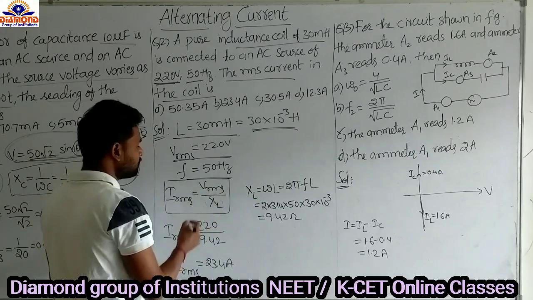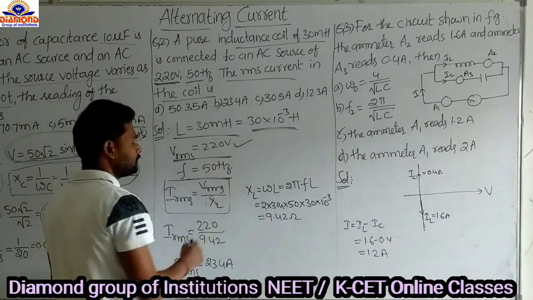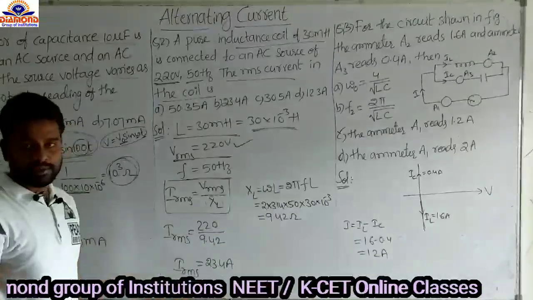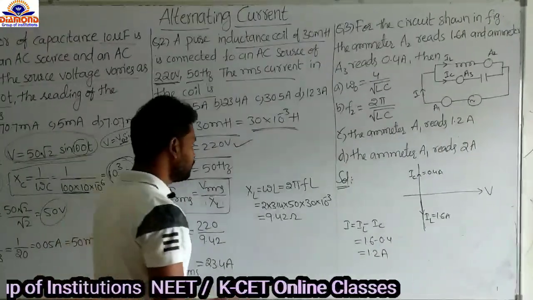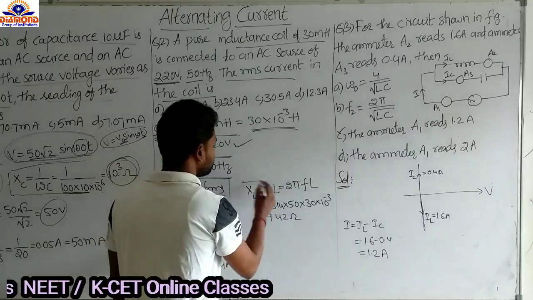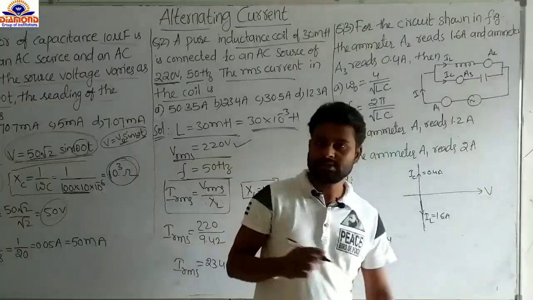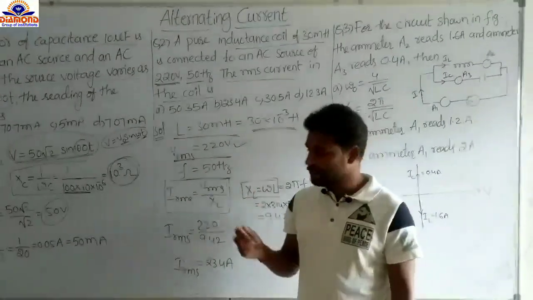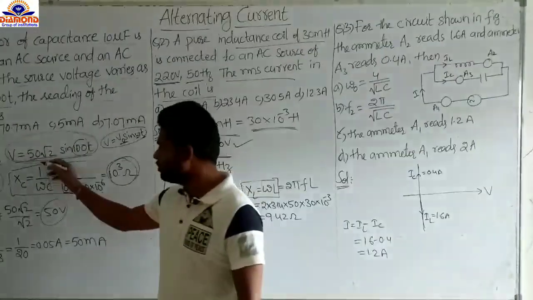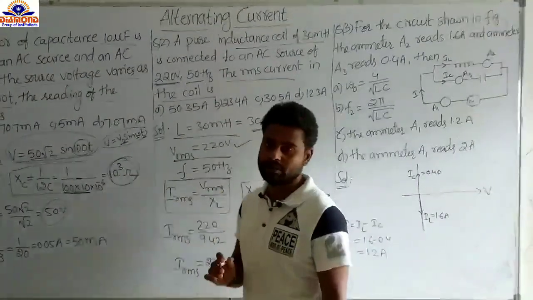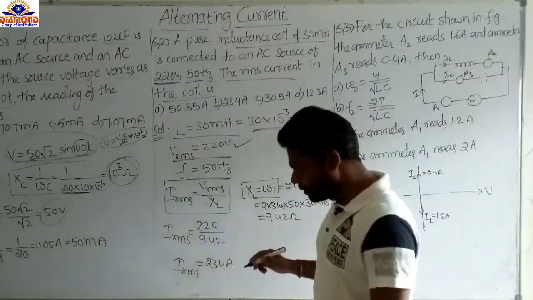Next, VRMS value we know already is 220 volt, and the XL value we have to find. Inductive reactance XL equal to omega L. Remember, the inductive reactance formula is XL equal to omega L. Capacitive reactance formula XC equal to 1 by omega C. Remember these formulas, don't get confused. Now XL equal to omega L.